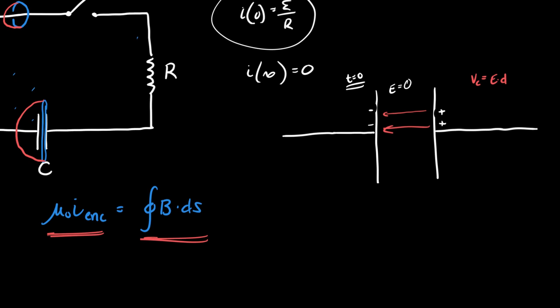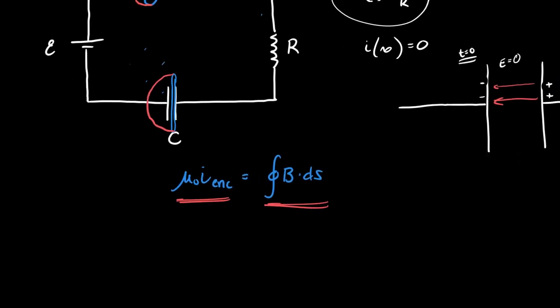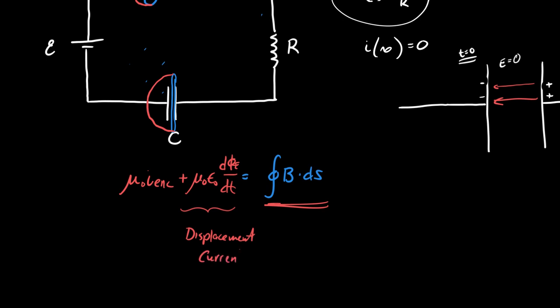It's an additional term that has to be added to Ampere's law to account for the fact that a magnetic field isn't just caused because of a current, but a magnetic field can also be caused because of a changing electric flux: mu naught epsilon naught times d flux dt. This portion is called the displacement current. Either one of these can generate a magnetic field.